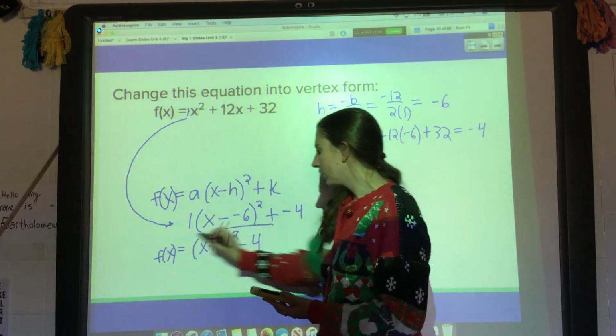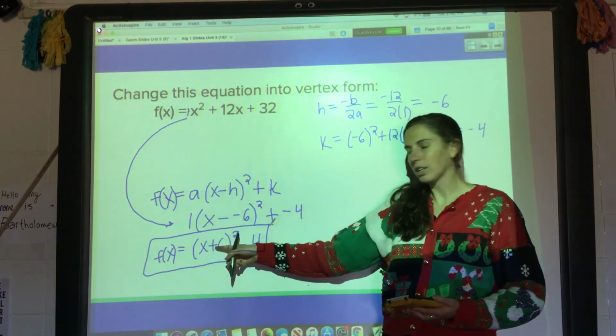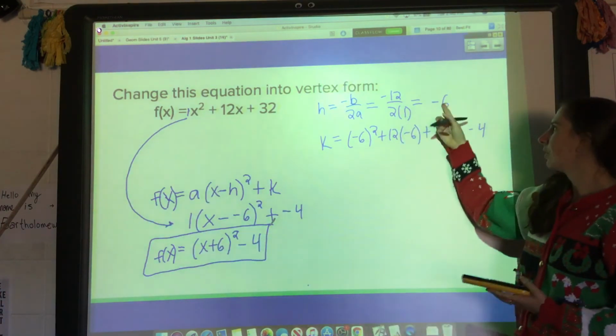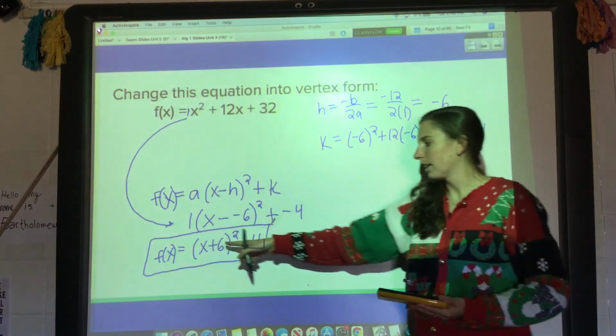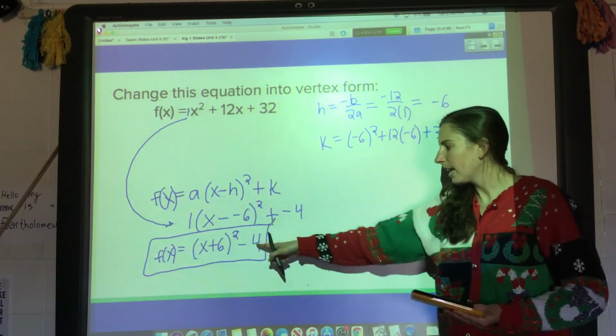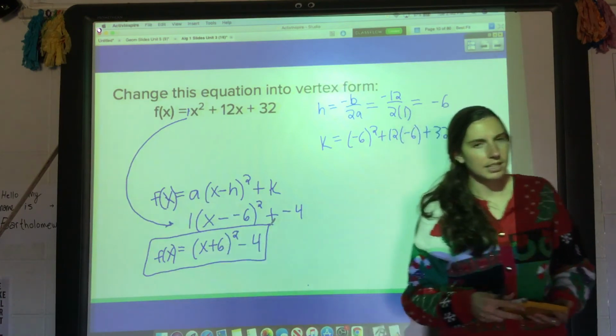This is vertex form. Just remember, whatever you have here is always going to be the opposite of whatever your h coordinate is. If this is negative 6, you're going to have plus 6 here. The k stays as it is, but whatever's inside the parentheses is opposite.